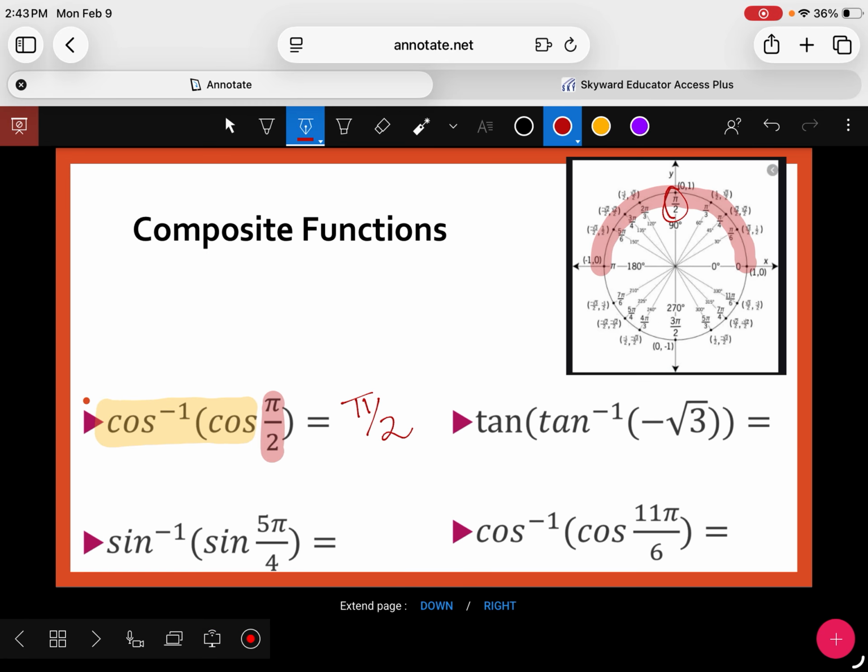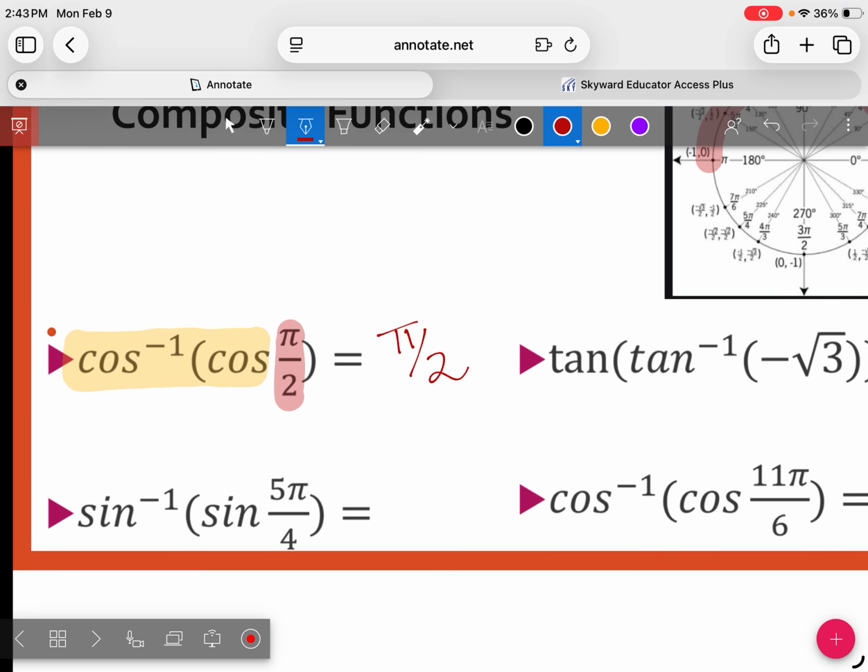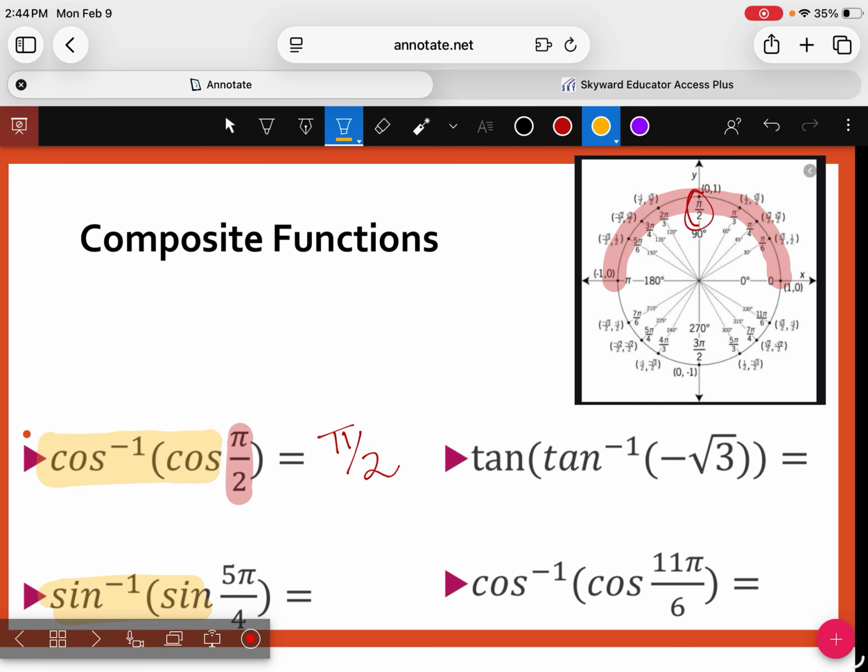Okay. When I look here, again, these are the same. We have the same trig ratio. We have to say, well, is 5 pi over 4 within my restriction of negative pi over 2 and positive pi over 2? So let's look at the unit circle. Okay, so 5 pi over 4. Remember, for inverse sine, I'm looking here. But 5 pi over 4 is over here. Okay, that's not in my range.